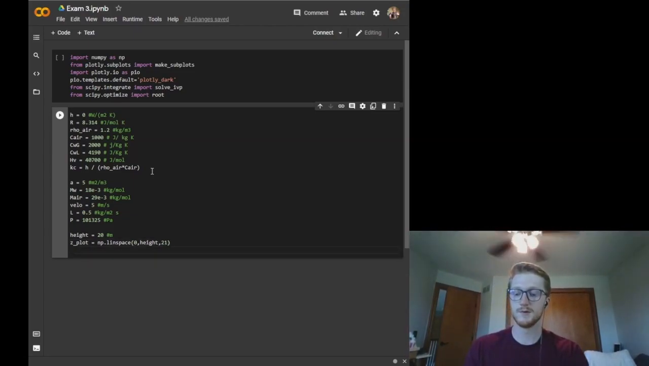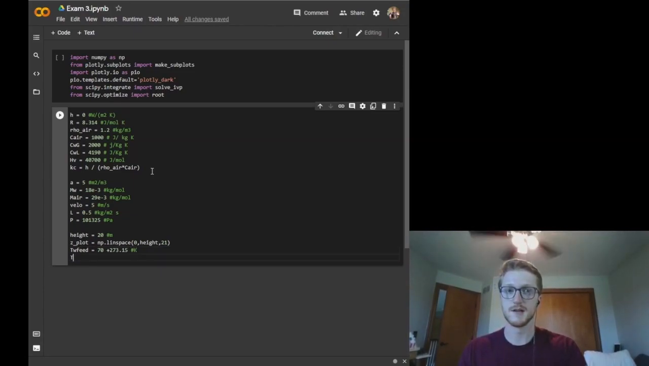And then we want to define the temperature of the feed water going in, and we'll say that's 70 degrees C, but we want it in kelvins, so we're going to add the 273.15 to convert to Kelvin. And then we're also going to have the temperature of our air going in, so we'll call it TA feed, and that is 25 degrees Celsius, but we want to convert that to Kelvin as well.